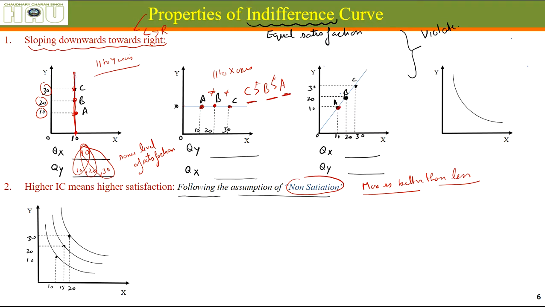Similarly, in the third possibility, rising upwards, the quantities of x and y at combination A are 10, 10, at combination B are 20, 20, and at combination C are 30, 30.